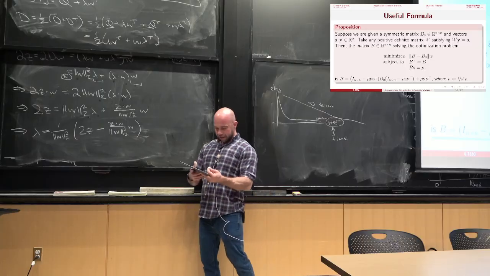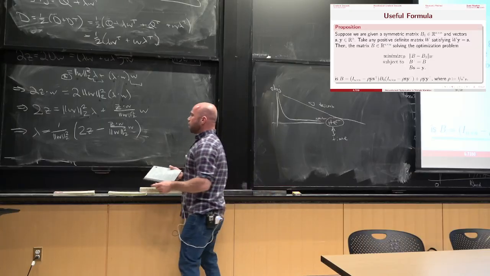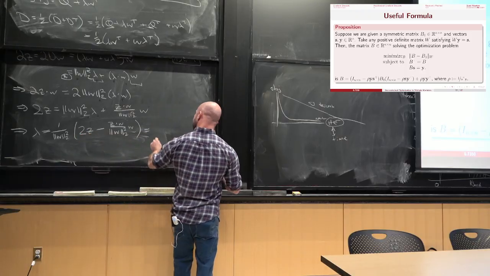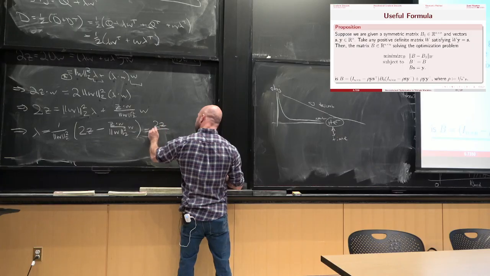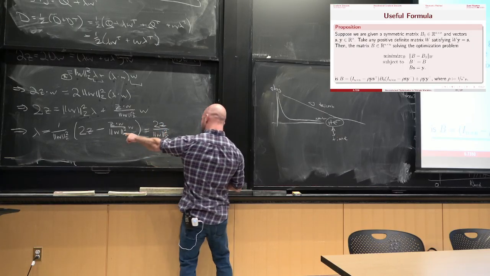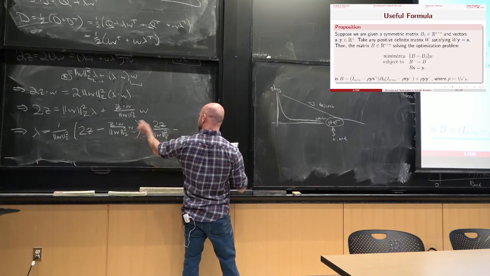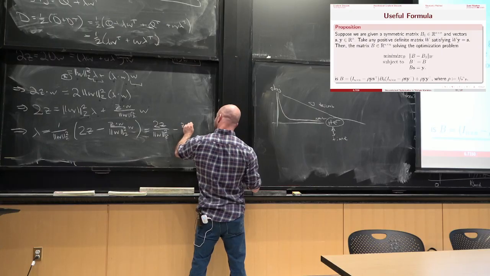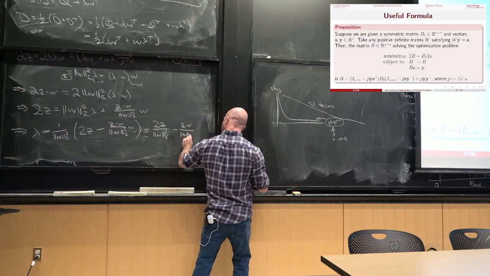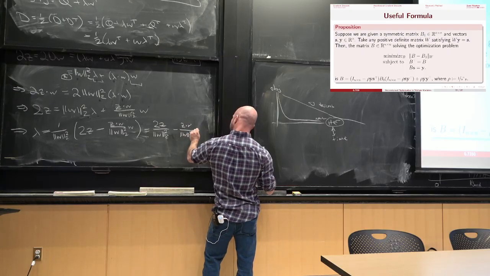So if we expand this product out, what are we going to get? Well, we have 2z over the norm of W squared. And then the second one, we've got kind of an interesting expression. It's z dot W. We've got a W squared and a W squared. So this is the norm of W to the 4th times W.